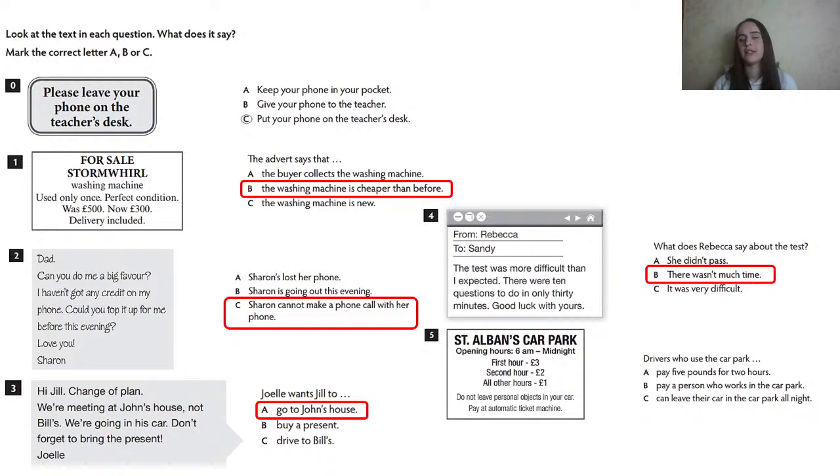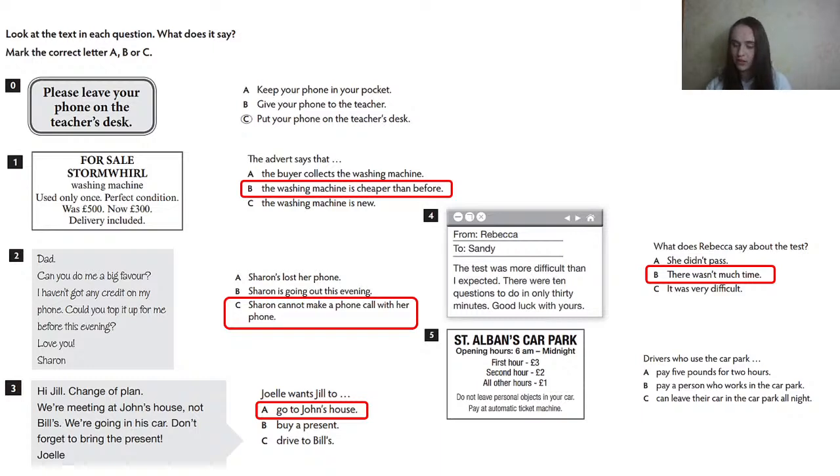And 5, St. Albans Car Park. Opening hours 6 a.m. till midnight. First hour £3, second hour £2, all other hours £1. Do not leave personal objects in your car. Pay at automatic ticket machine. So drivers who use the car park, A, pay £5 for 2 hours. B, pay a person who works in the car park. Or C, can leave their car in the car park all night. So what do you think?